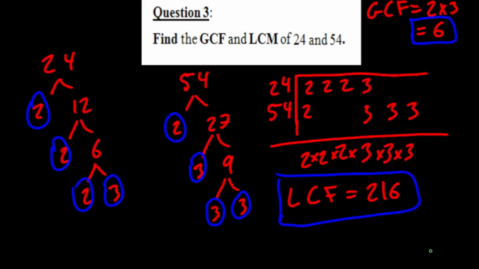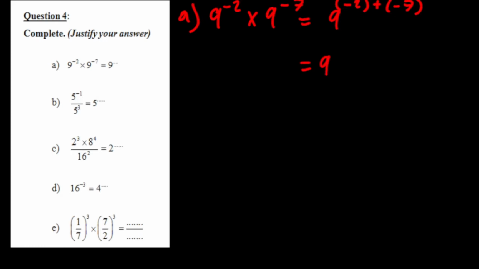Now let's move on to question number 4. For question number 4, we are asked to complete and justify our answers. So starting off with A, we have 9 to the power of negative 2 multiplied by 9 to the power of negative 7. So we have the same base, so we add the exponents. We have 9 to the power of negative 2 plus negative 7, giving us 9 to the power of negative 2 minus 7, that's negative 9. So over here, negative 9.